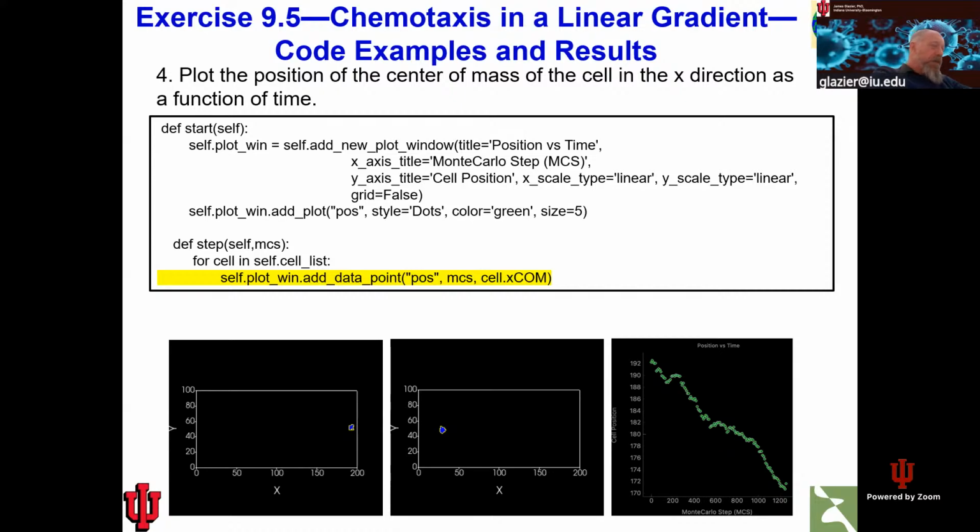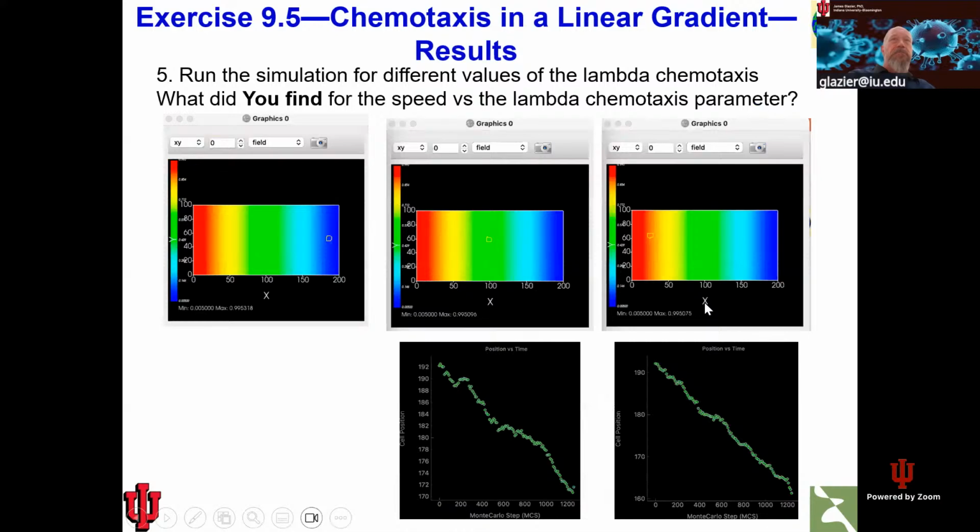And what you see here is it gets stuck and then it moves, and then it gets stuck and then it moves. That's a typical lattice artifact for the simulation. So here I've shown for some different values of lambda, you get different speeds and different slopes.